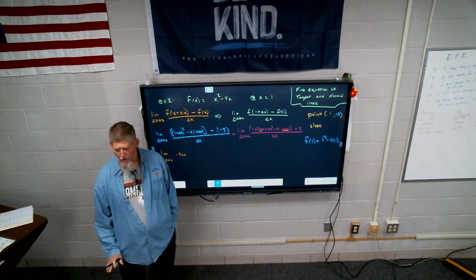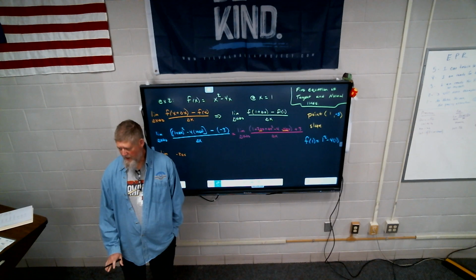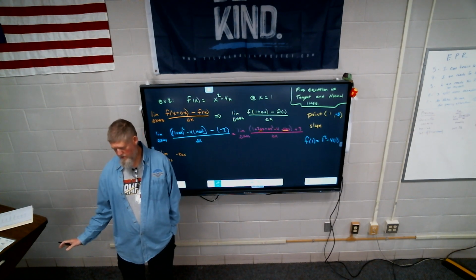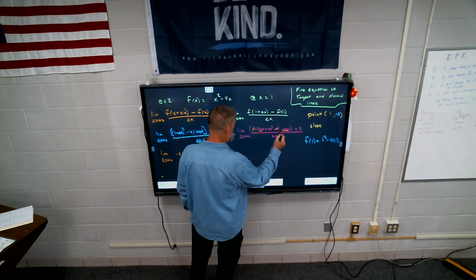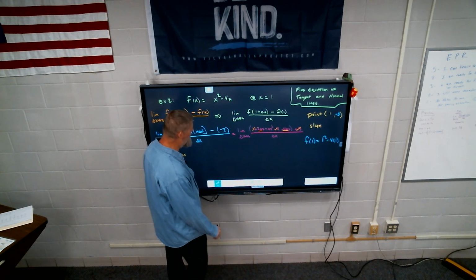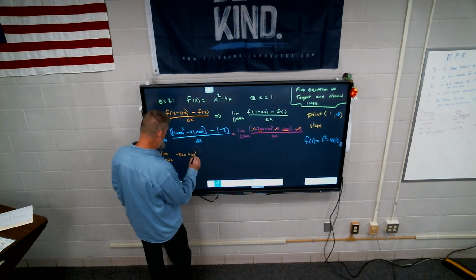That always happens. Your constants should always cancel. Using the definition of the derivative, your constants should always cancel. If they don't, you made a mistake. So 1 minus 4 is negative 3, plus 3 is 0. So then I'm just left with negative 2 delta x plus delta x squared over delta x.